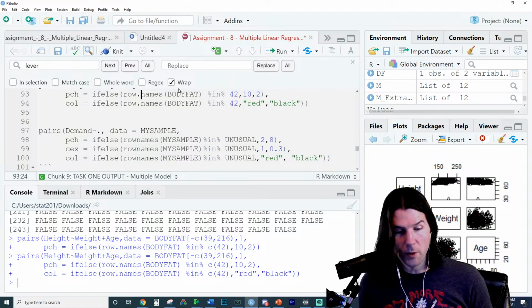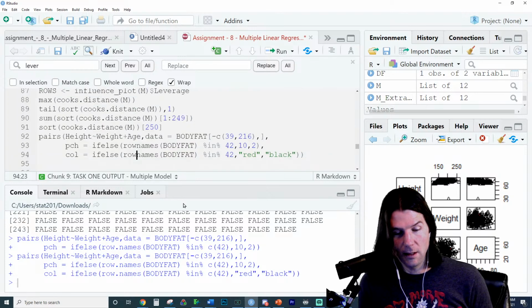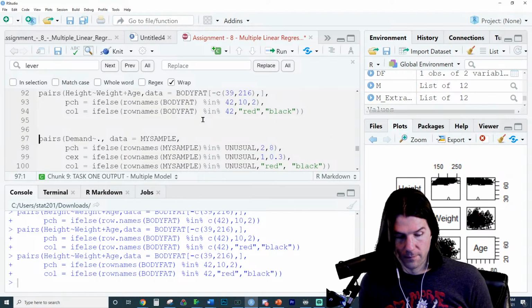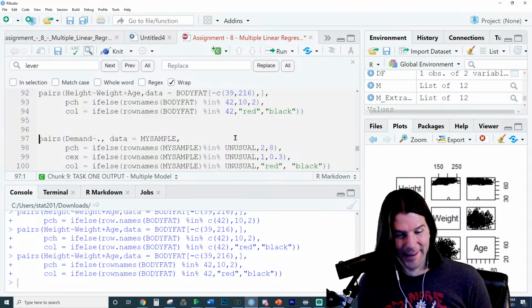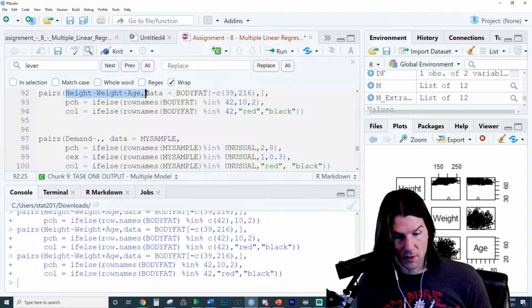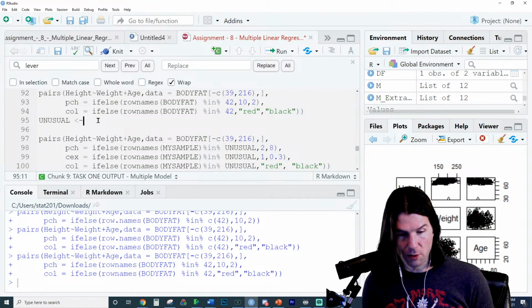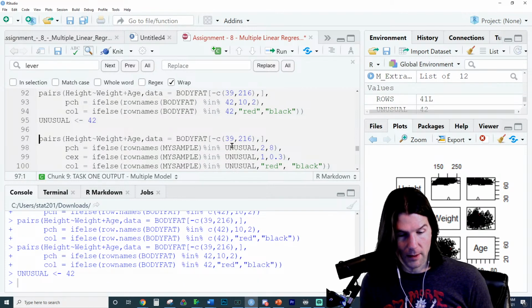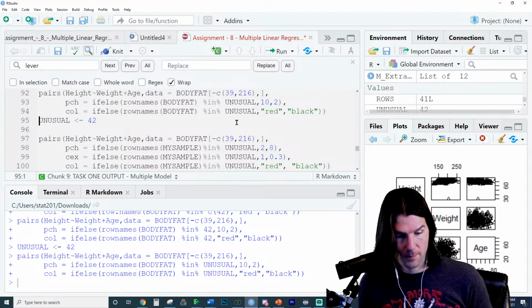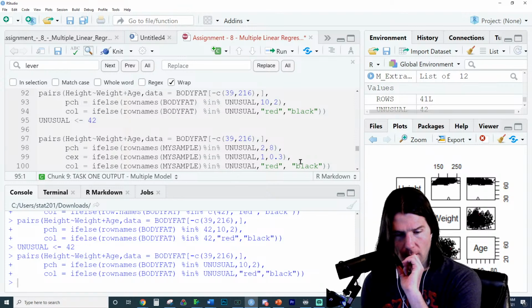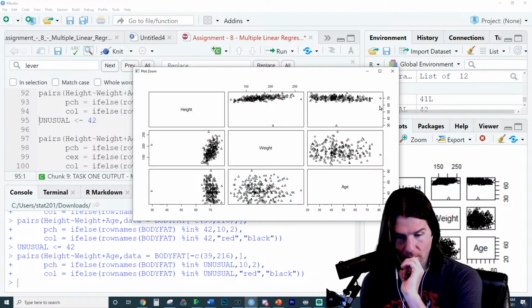So, oh, row dot names. Really? Really? Nope, I didn't do it. What does it not like about that? Let's see here. Pairs, body fat. Let's just change this and drop this into here. And then let's go to unusual and store into unusual 42. And then let's go to here, drop that, drop that. I really am confused. Oh, there it is.